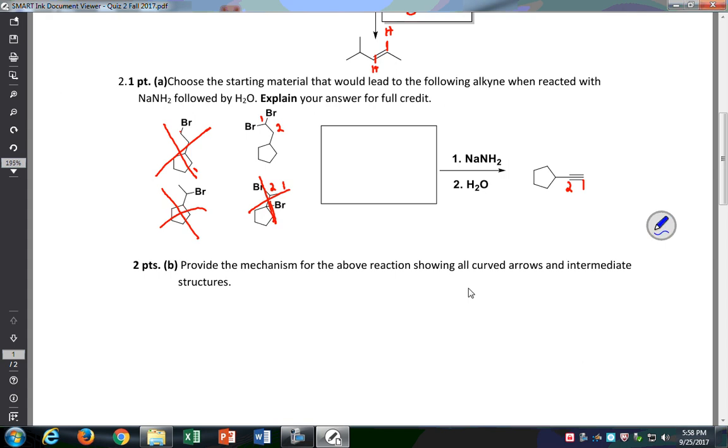So starting with our starting material, we have our NH2 minus. We just talked about NH2 minus. It's a strong base, so it's going to deprotonate something. The only beta hydrogen we have is on carbon 2, and that has 2 hydrogens. So our first step is going to be our first E2 reaction.